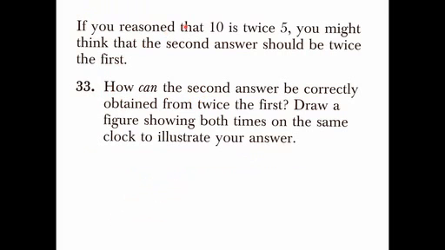Continues on. If you reasoned that 10 is twice 5, you might think that the second answer should be twice the first. How can the second answer be correctly obtained from twice the first? Think about that a bit, and then draw a figure to show both times on the same clock to illustrate your answer. Interesting problem there.